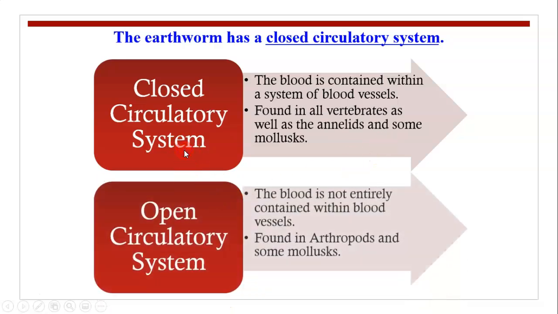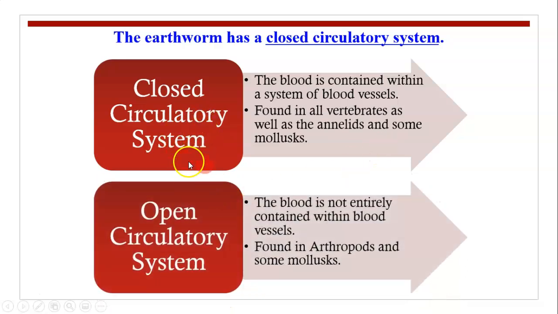Now, an open circulatory system, just like the name implies, the blood is not inside blood vessels. It's open throughout the body cavity of the animal. And you're going to see this, and we'll study more about the open circulatory system when we look at arthropods and some other mollusks. So a lot of insects, all insects use the open circulatory system.